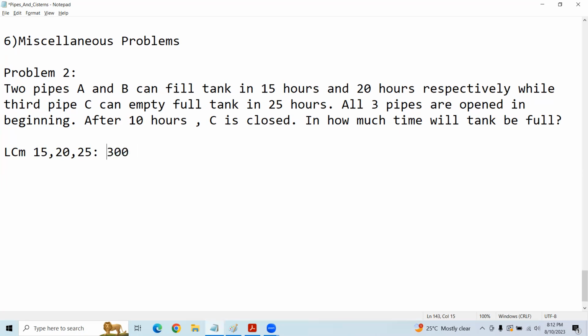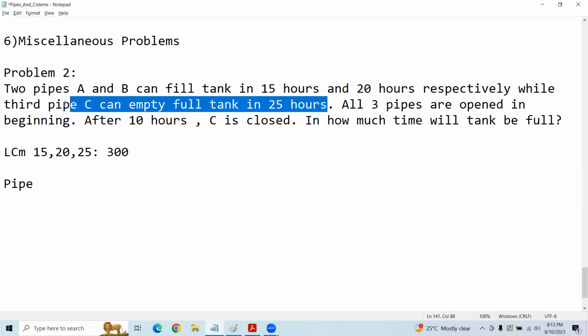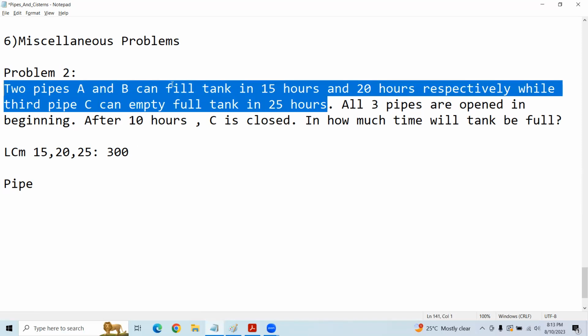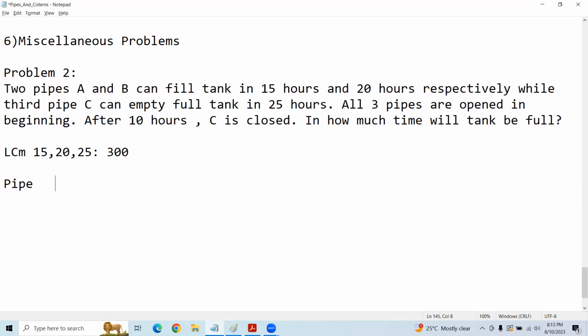If you feel that with this method you are not able to get the LCM, you can use the prime factorization method. So 300 liter is the tank capacity. Let's just write down the first part, whatever they have written. We are not looking at the other part at the moment. A and B can fill in 15 and 20 hours, while C can empty in 25 hours.